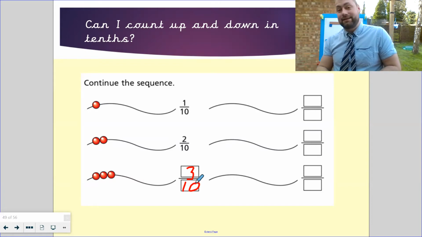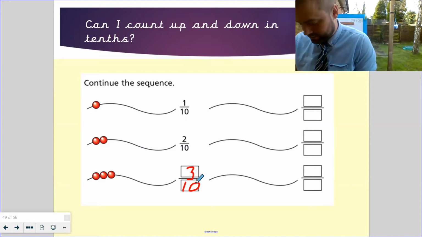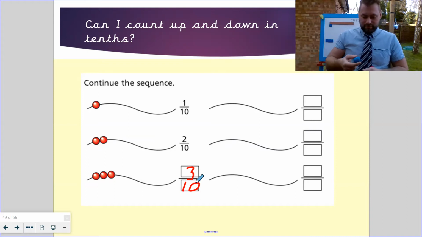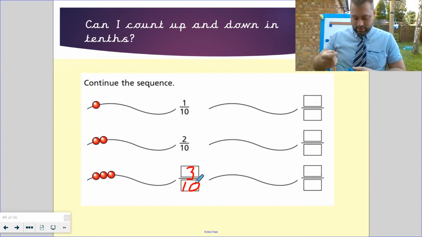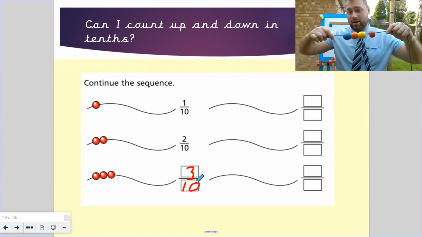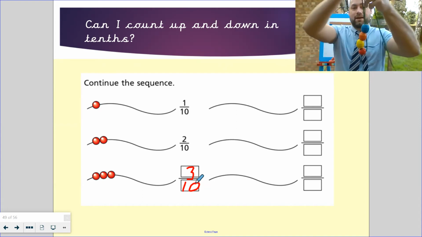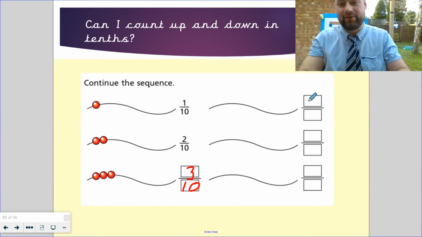I'm now going to add one more bead. So here we go. Get a blue one this time. These beads are all different colors, but you should get the idea. So now, out of the 10 beads that I've got down here, I've now got 4 on my piece of string. Okay, so now I've just added one more tenth, haven't I? Because that's what I'm doing. I'm adding tenths here to 4 out of 10.